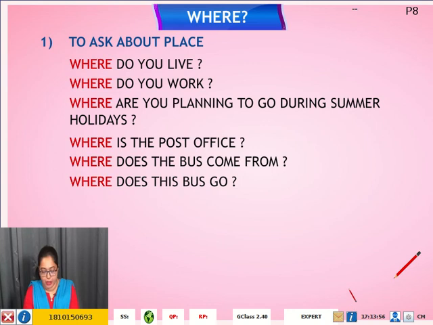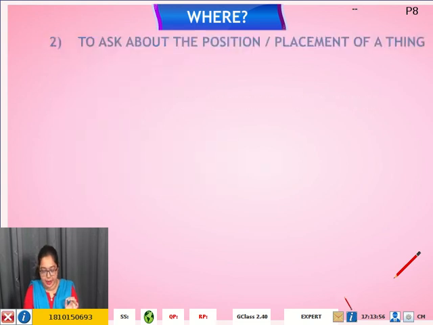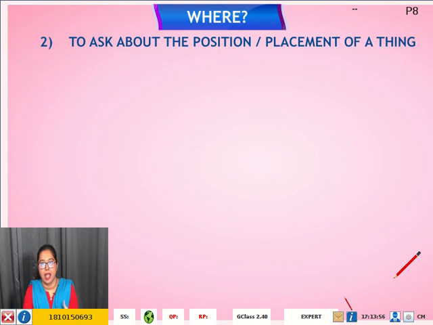So here you can see on the screen all the WH words are underlined. That is where. Where is one WH word. It is underlined. And next you can see all the helping verbs are underlined here, like do, are, is, does. These are highlighted.